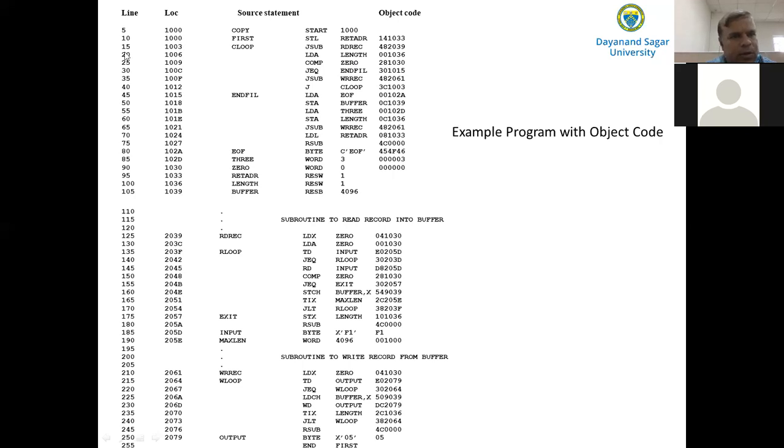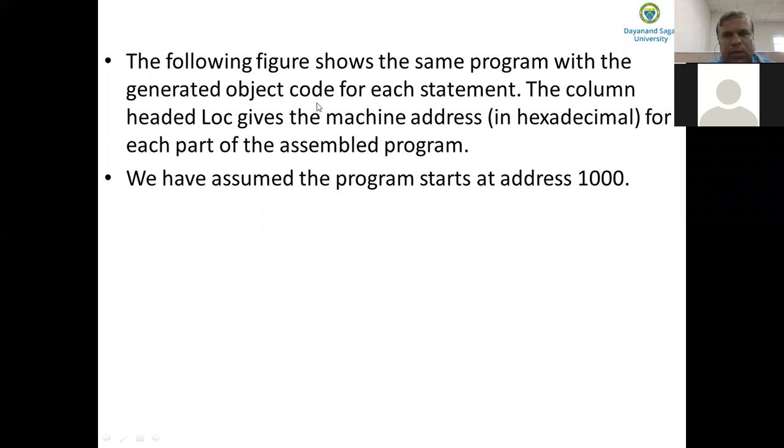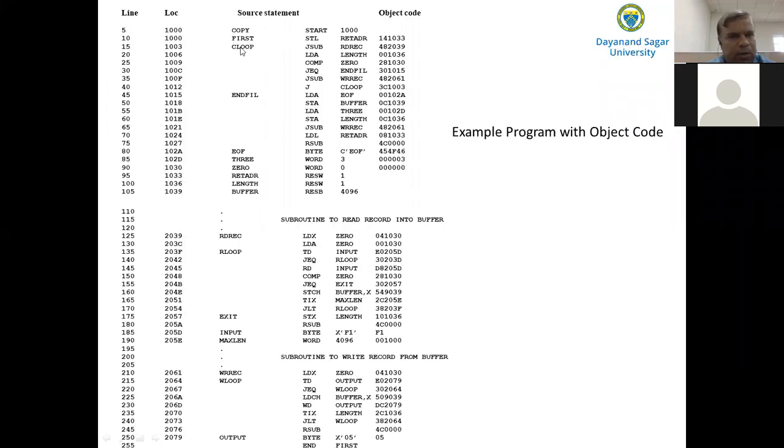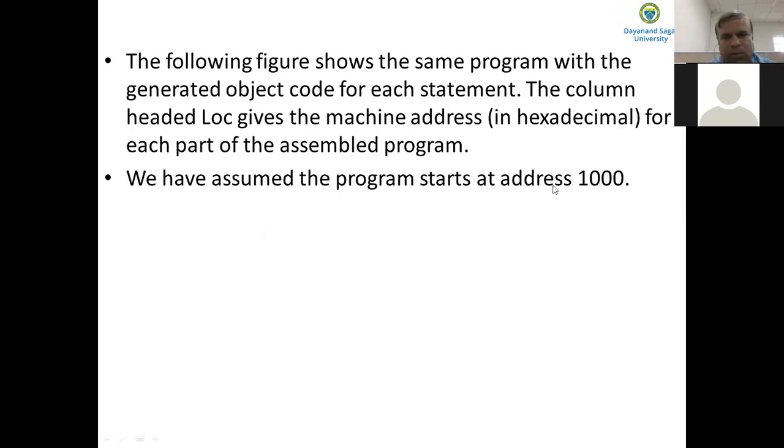In the first column, we have the line number. It is just for reference. Then the LOC column, location, gives the machine addresses in hexadecimal for each part of the program. And we have assumed that the program started at address 1000.